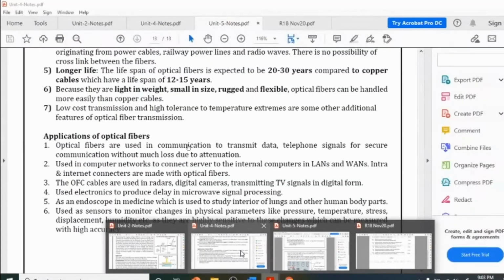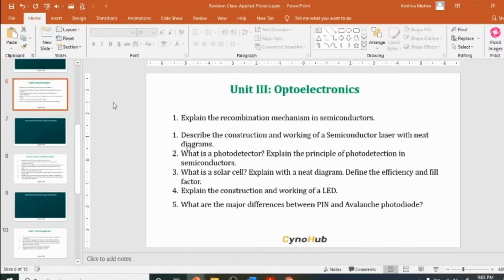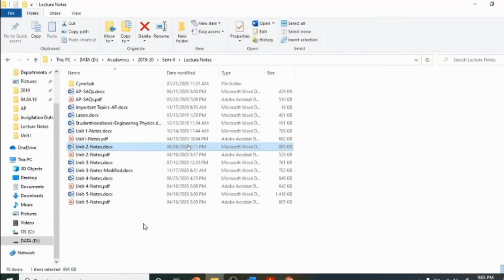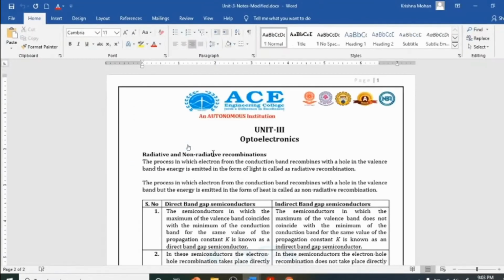Regarding unit 3, you will have recombination, and the working of a semiconductor laser, which I furnished already in the 4th unit. You have the photodetector and its principle of operation, and then the solar cell with a neat diagram, efficiency and fill factor. I wanted to discuss this one, so yeah, if you want, I would discuss this solar cell anyway. I would show you this one from our notes section.